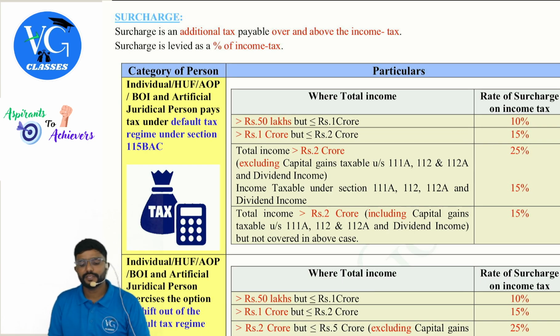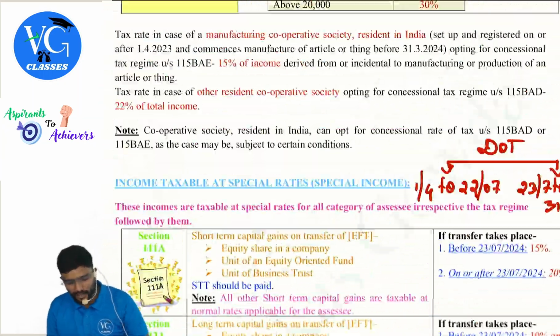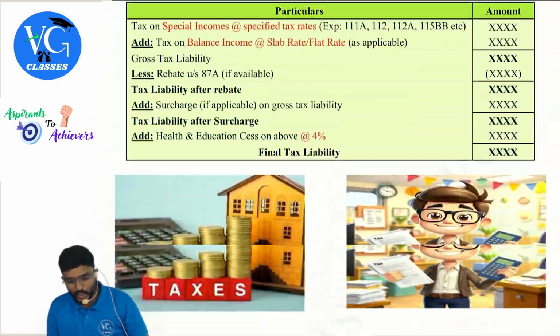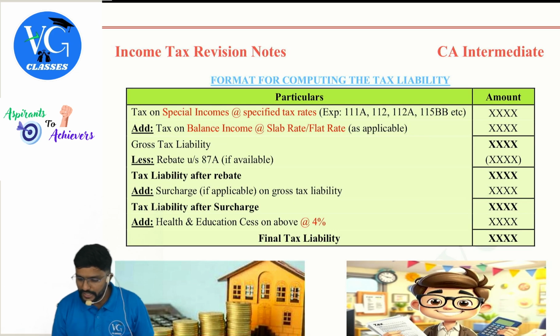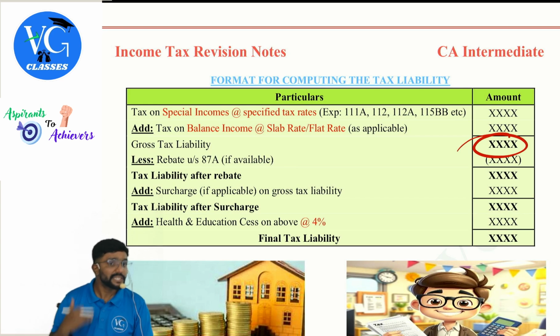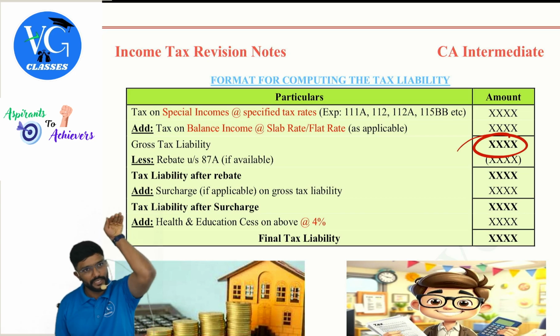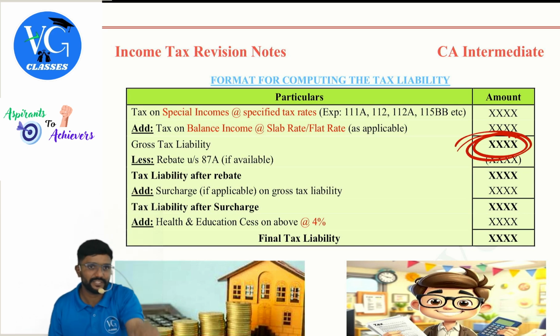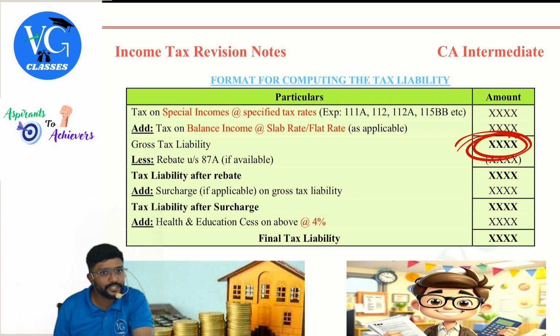Guys, please be careful. This is always calculated on which figure? I already told you. Gross tax. But the applicability of surcharge we will decide based on total income. Only if your total income is crossing certain limits, only then surcharge is applicable. So for applicability, you see total income. But for calculation, you will apply the rates on what amount? Gross tax figure.